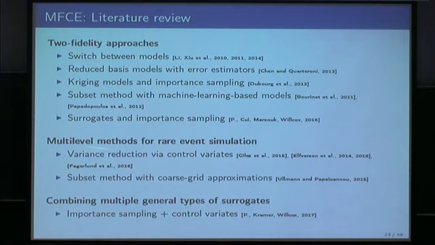Then there's work on multi-level methods for rare event simulation, building on multi-level Monte Carlo, for example, or Elizabeth Ullman's work on the subset method with a multi-level hierarchy. And then we also have some work on combining multiple general types of surrogate models where we want to insure against certain surrogate models that are not accurate, for example.